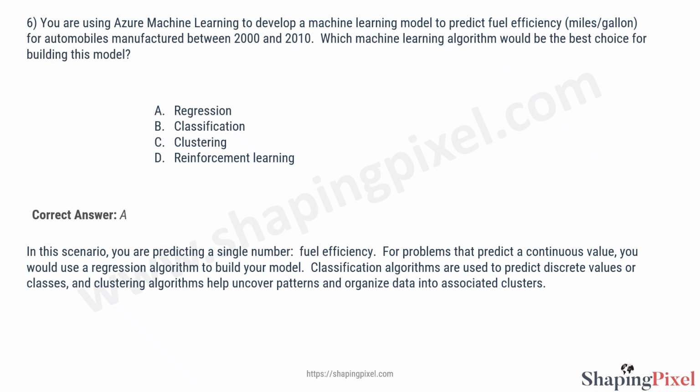In this scenario, you are predicting a single number, fuel efficiency. For problems that predict a continuous value, you would use a regression algorithm to build your model. Classification algorithms are used to predict discrete values or classes, and clustering algorithms help uncover patterns and organize data into associated clusters.